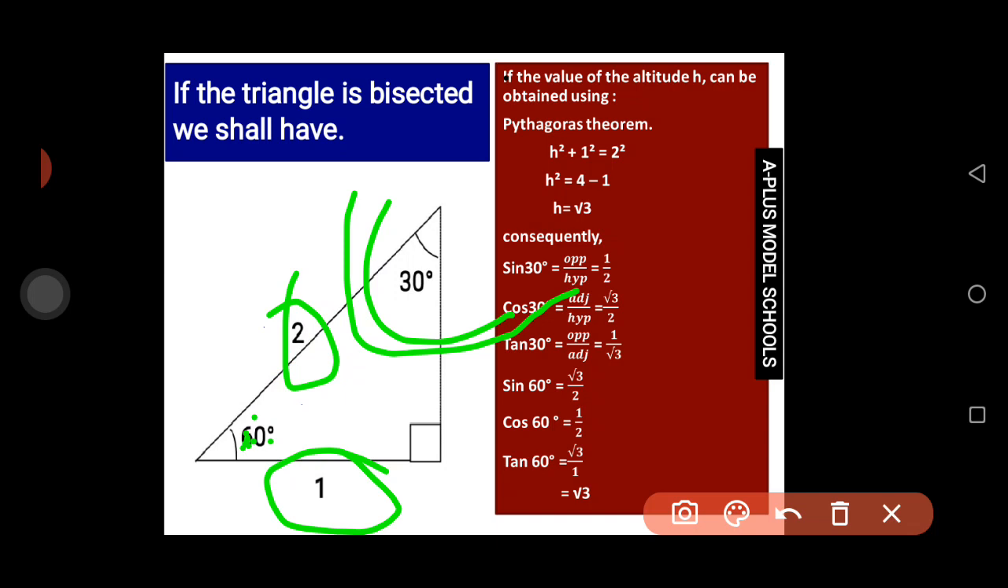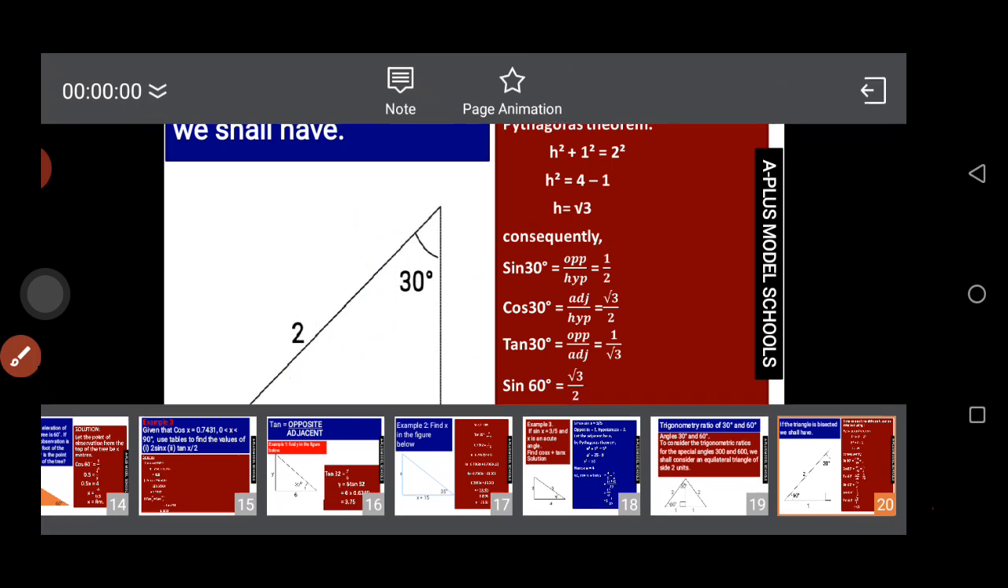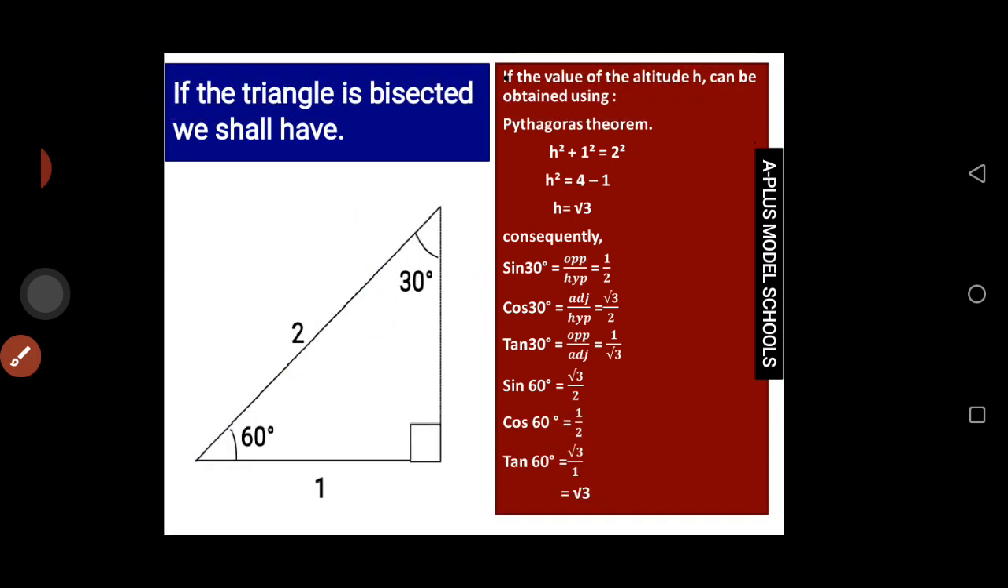Then cos 30 will be adjacent over hypotenuse. Don't forget, I know this side to be root 3. The opposite is 1, and the adjacent will be root 3 all over 2. So it means my cos 30 degrees will be adjacent over hypotenuse, which is root 3 over 2.